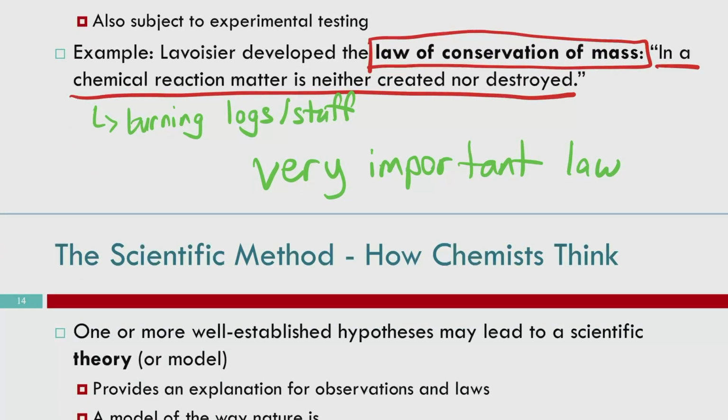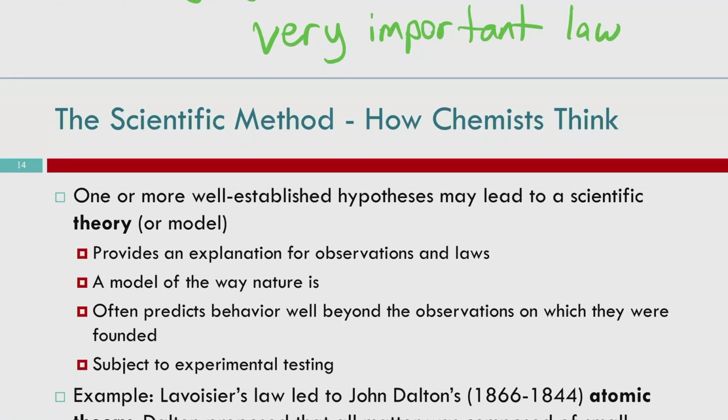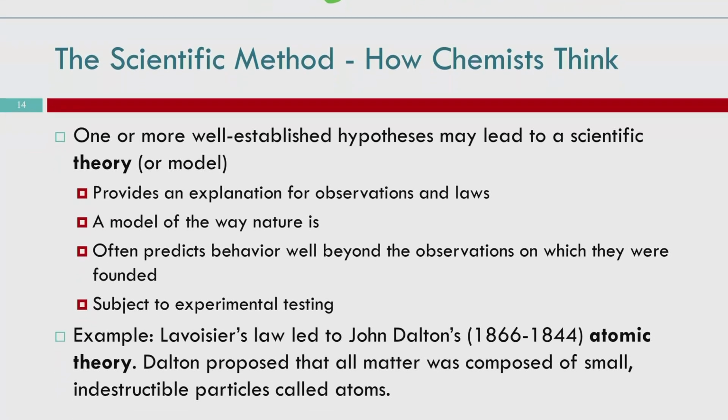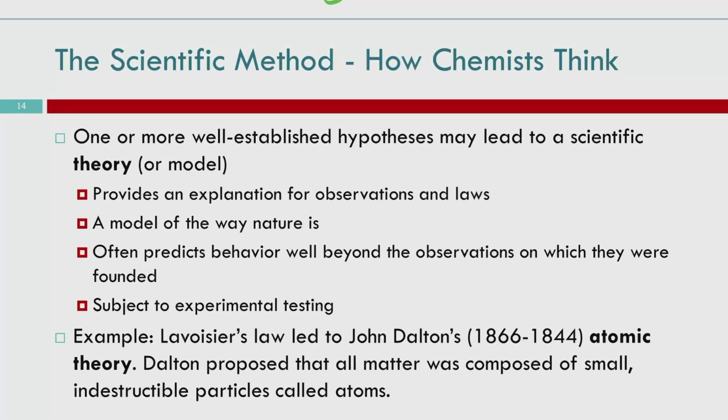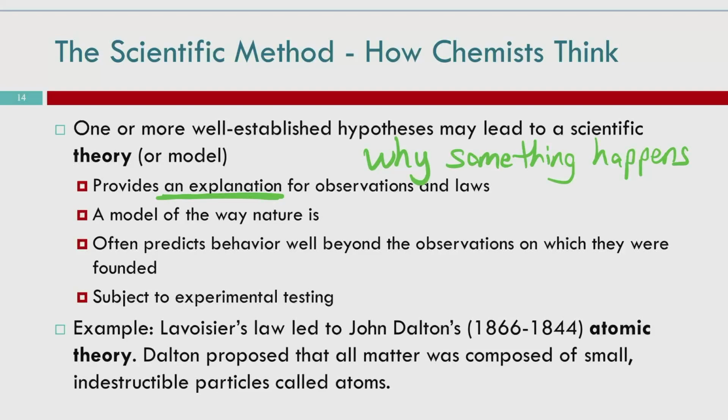Another thing that might arise from a couple of well-established hypotheses, a bunch of guesses that all come true, is that we might get a scientific theory or a model. The way that a theory is different than a law is the theory gives us an explanation. It gives us why something happens, not just what happens.